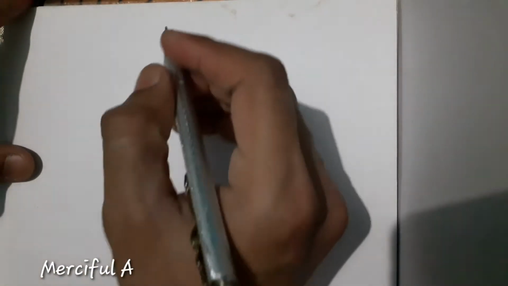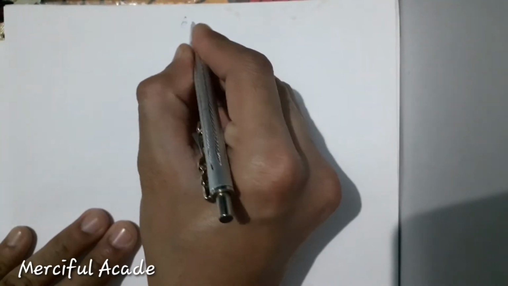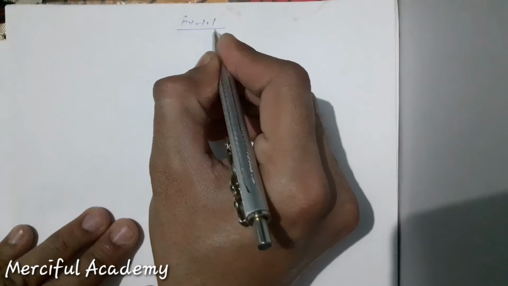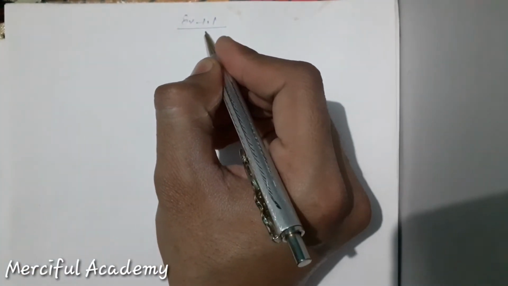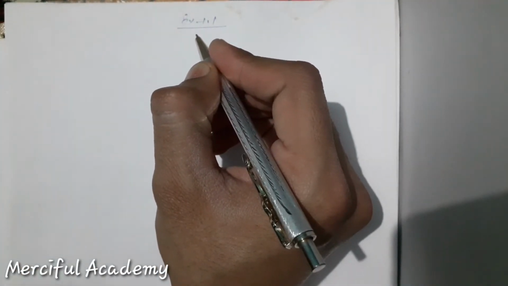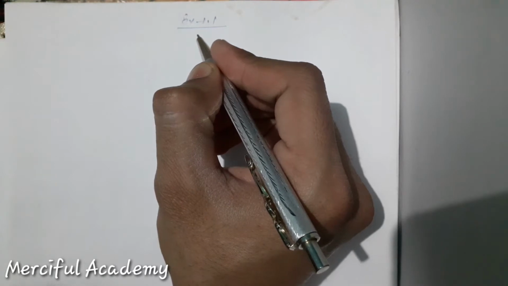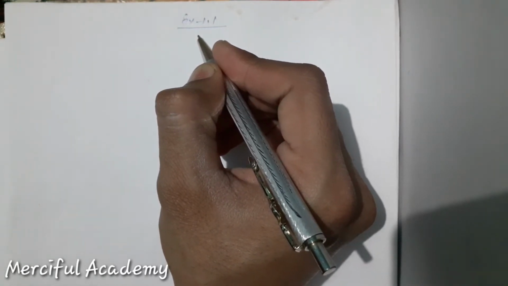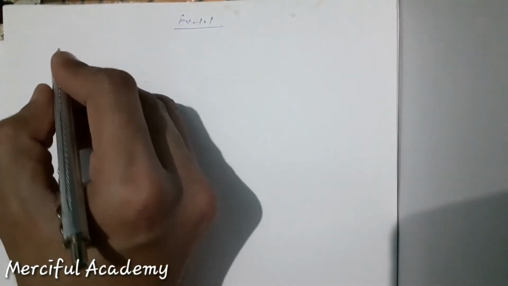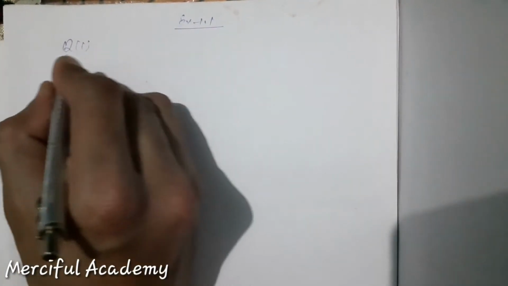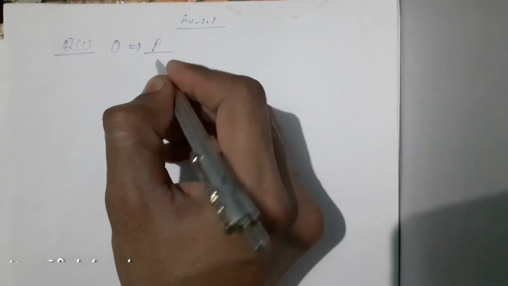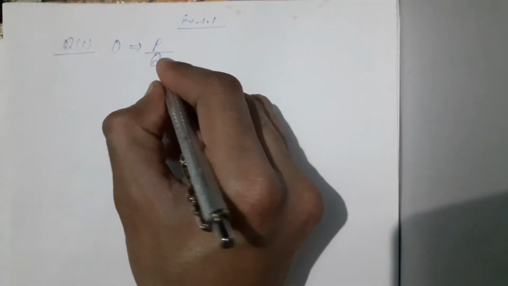Now we will start solving exercise 1.1 of the NCERT book. The first question is: is 0 a rational number? Can you write it in the form of p upon q, where p and q are integers and q is not equal to 0? So we have to represent 0 in the form of p upon q.